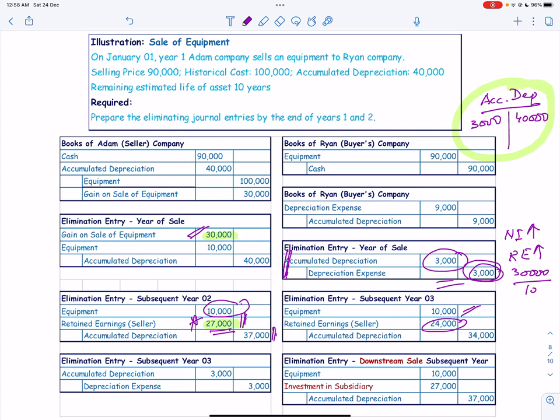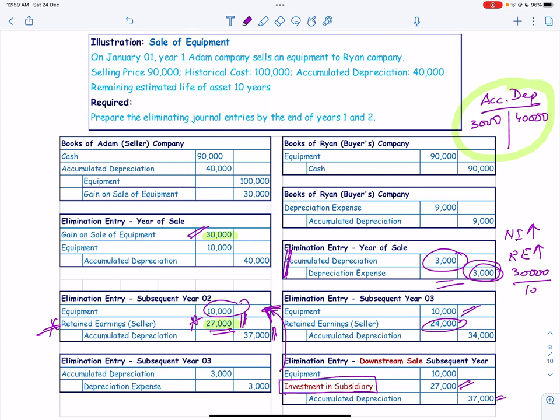If this was an upstream sale, and if this was a downstream sale, that is from the parent to the subsidiary, then rather than using the retained earning that we have used each year, we would have used the account called investment in subsidiary. So equipment will be debit for 10 and investment in subsidiary is debit by 27, and accumulated depreciation is credited by 37 in year number 2 as it was over here. The only change is that rather than retained earning seller, we will be using investment in subsidiary. So that's the difference that you need to know between an upstream and a downstream sale.